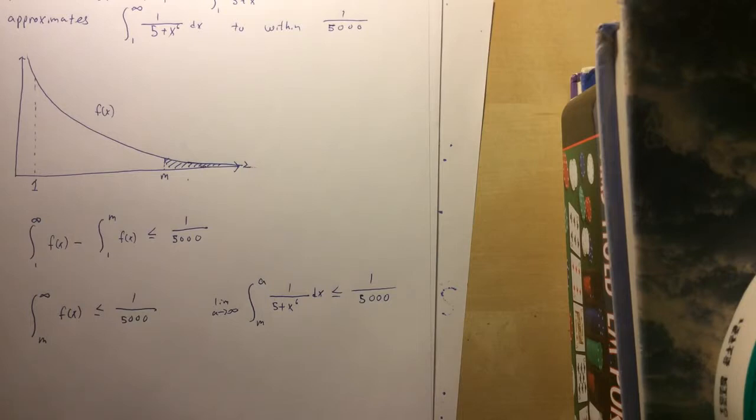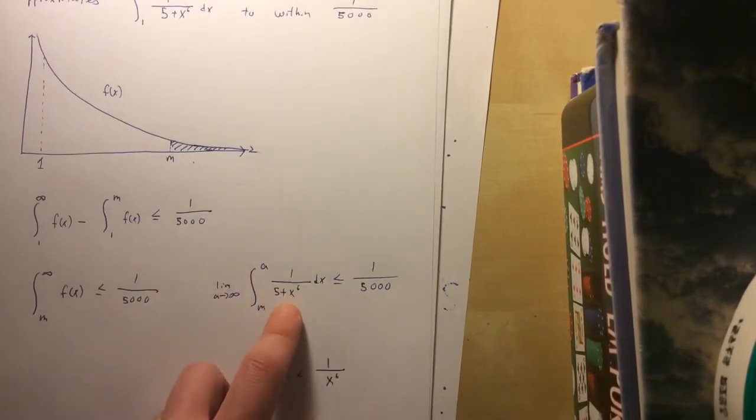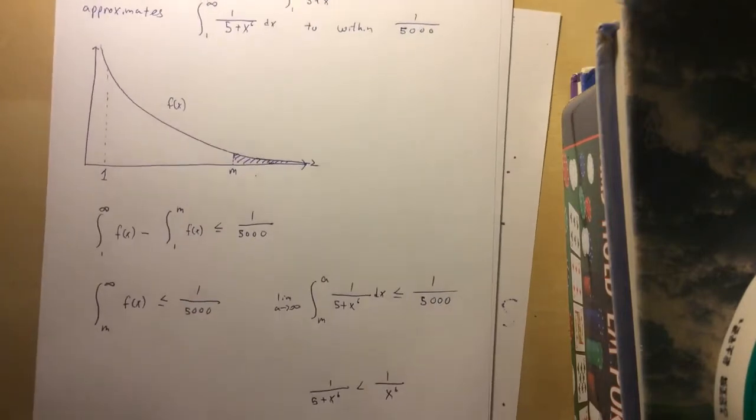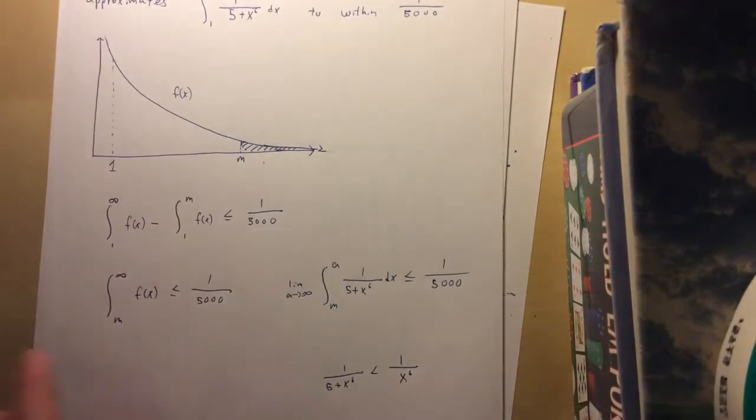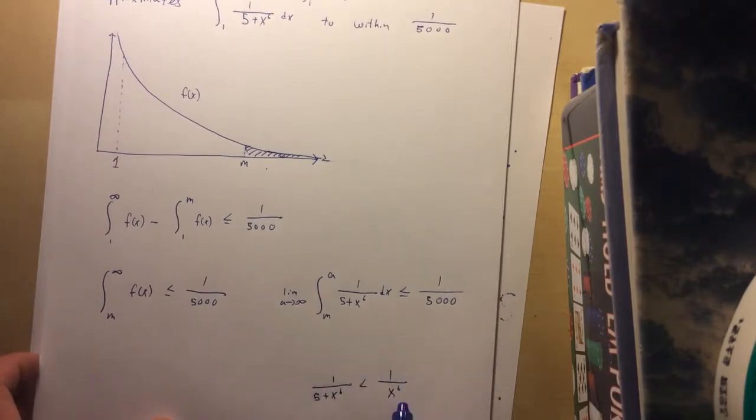So what we're going to have to do is use a comparison. And remember, anything less than 1 over 5,000 is fine, right? So we can use the comparison that 1 over 5 plus x to the 6th is less than 1 over x to the 6th. That's always going to be true. And if we substitute that in here, we'd still be fine because we'd be less than 1 over 5,000. We always want to be conservative in these problems. So we're going to substitute and solve this expression using 1 over x to the 6th. Let's go ahead and do that.